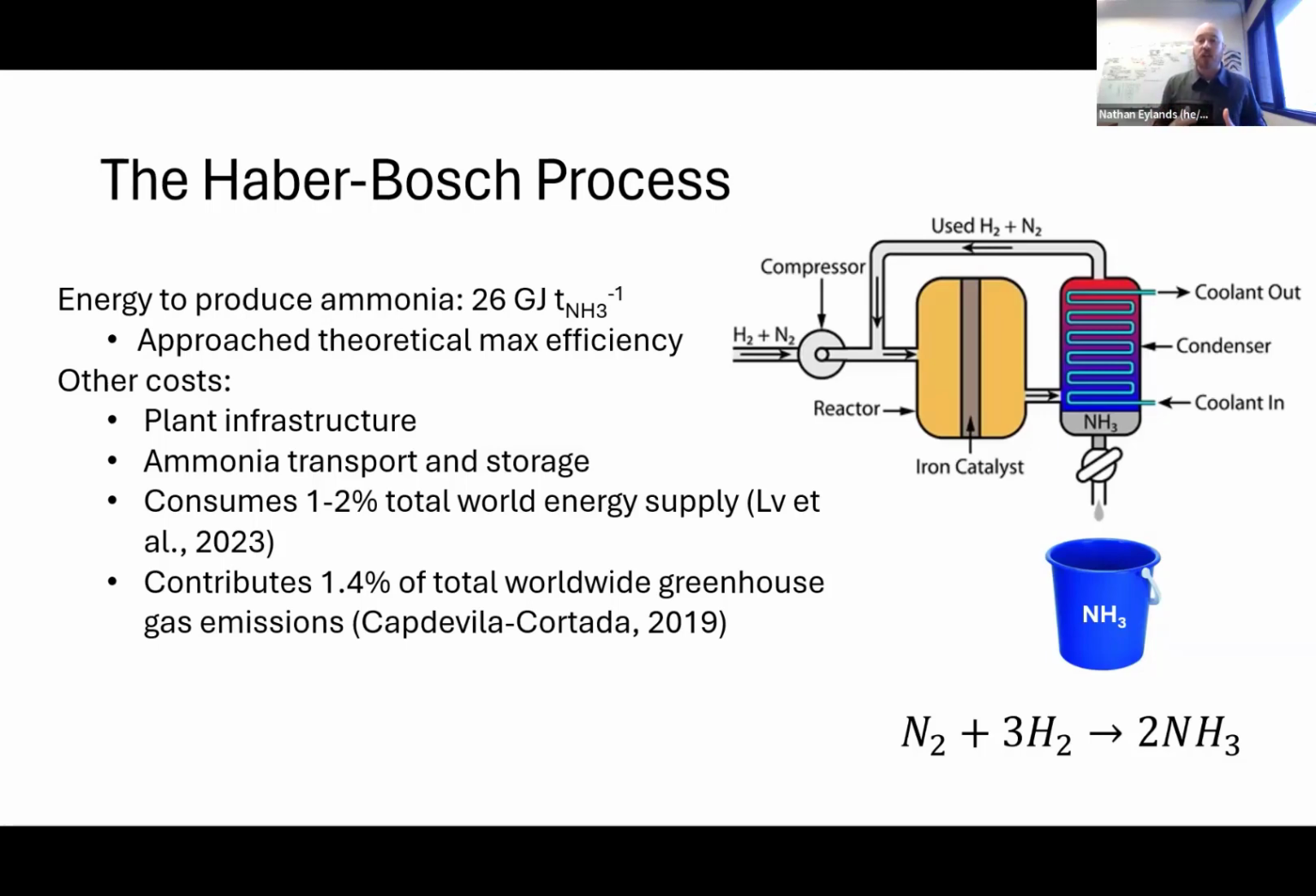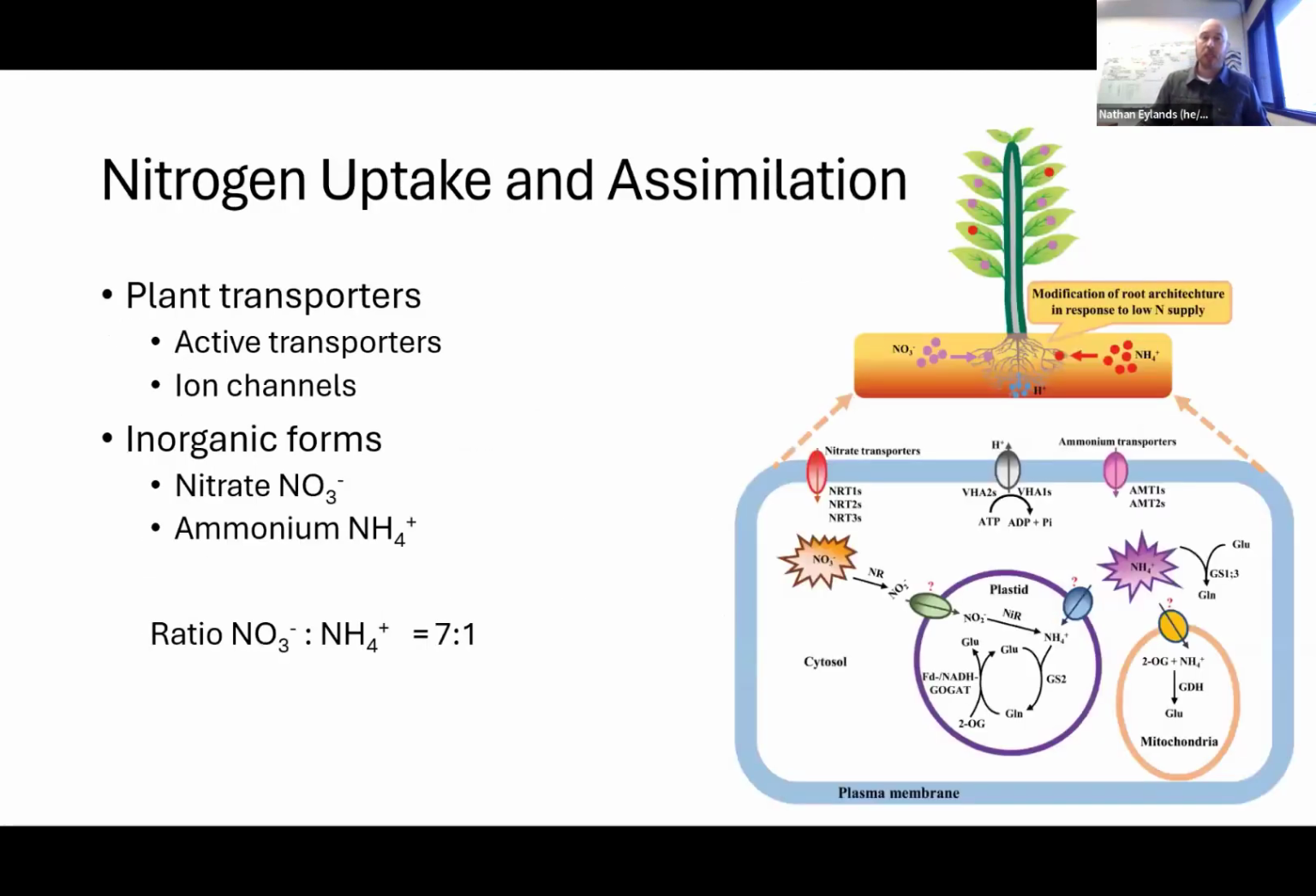Outside of the production itself, the infrastructure of the generation plant and the transportation and storage of ammonia inflate costs even further, not to mention the indirect cost of greenhouse gas emissions that total around 1.4% of worldwide emissions. That's nothing to sneeze at. Another important point to address here is that the end product of the Haber-Bosch process is anhydrous ammonia.